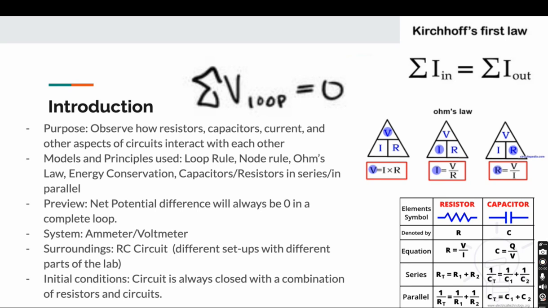A preview of this lab is that the net potential difference will always be zero in a complete loop. The system is the ammeter or the voltmeter, depending on which part of the lab we're working on. And the surroundings are the RC circuit, so it's just a different setup with different light bulbs or resistors or capacitors. The initial conditions for most of the parts of this lab is that the circuits will always be closed with a different combination of resistors and capacitors.